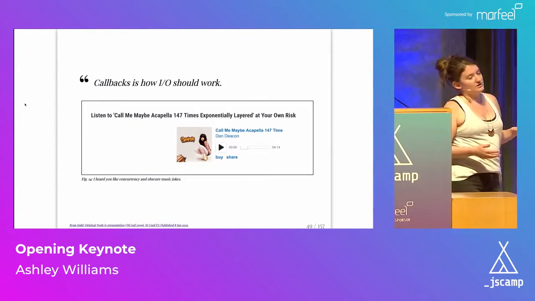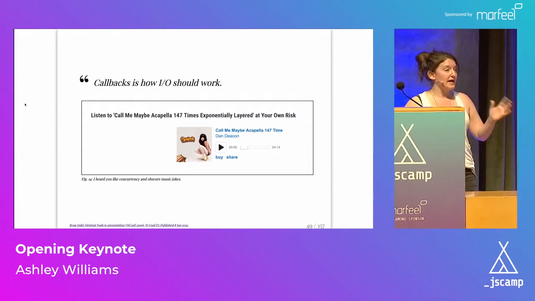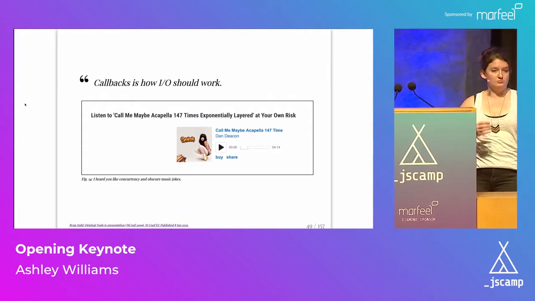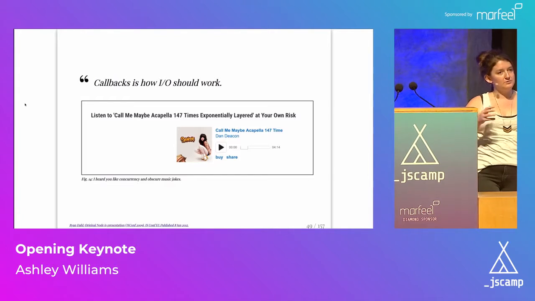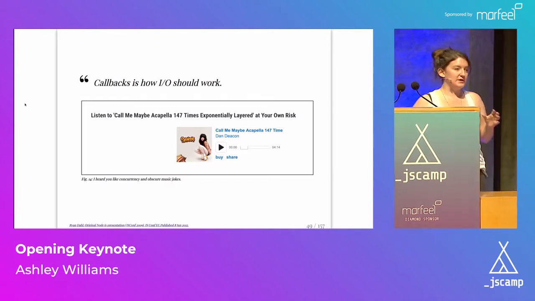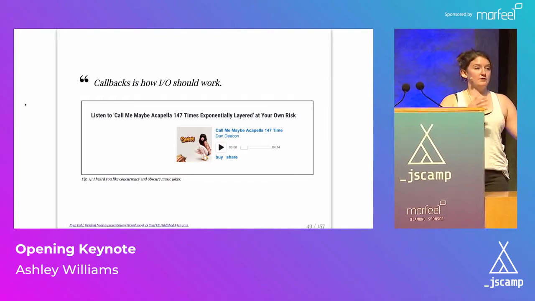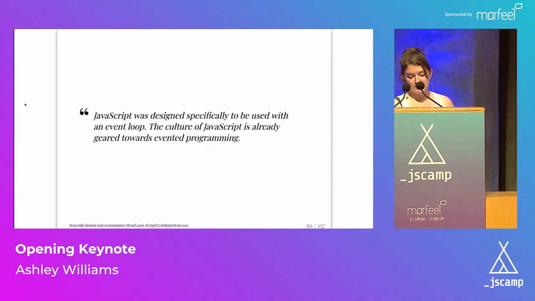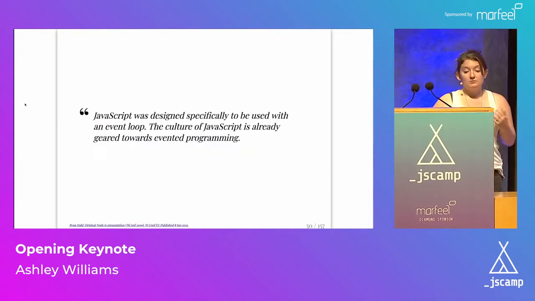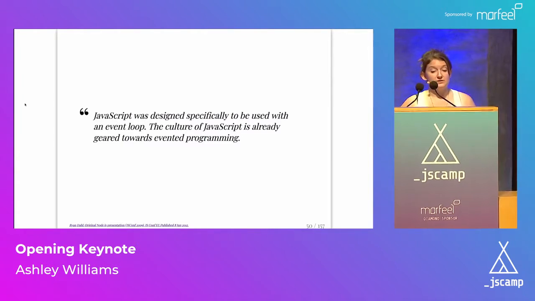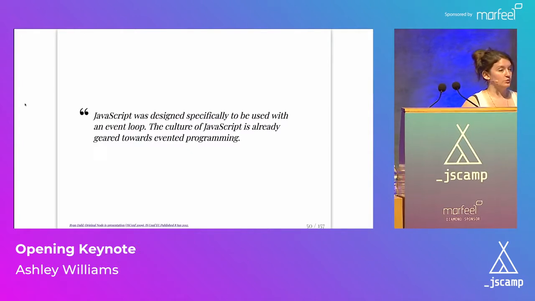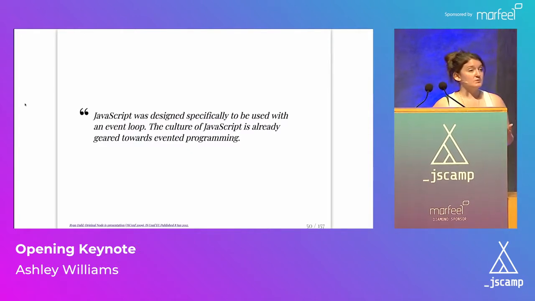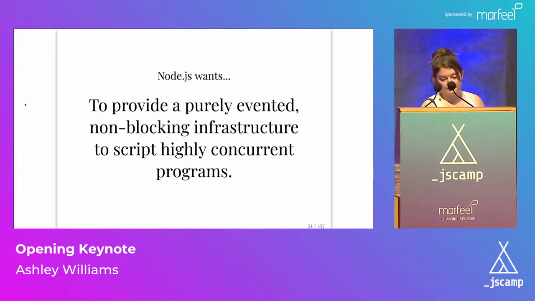But in introducing Node, Ryan was like, callbacks is just how I/O should work. Now, he's given another talk recently talking about mistakes that he felt like he made in Node, and he's gone back and said, oh, maybe it should have been promises. But fundamentally, both of these things are a non-threaded solution to dealing with asynchronous I/O. And so Ryan says, JavaScript is designed specifically to be used with an event loop. The culture of JavaScript is already geared towards evented programming. And so this is why he wanted to write Node using JavaScript.